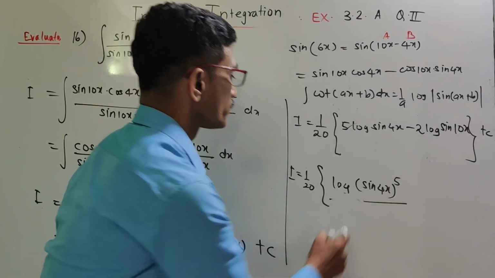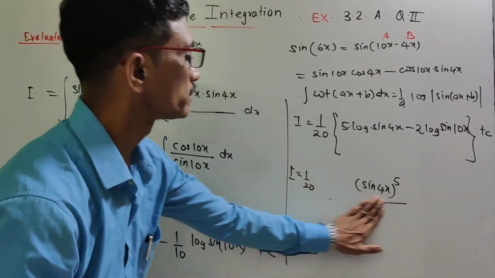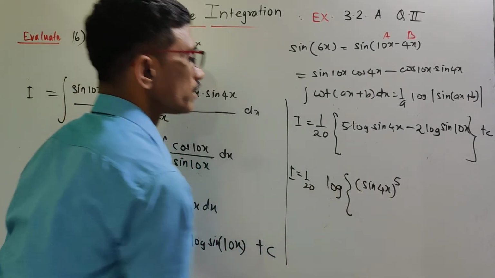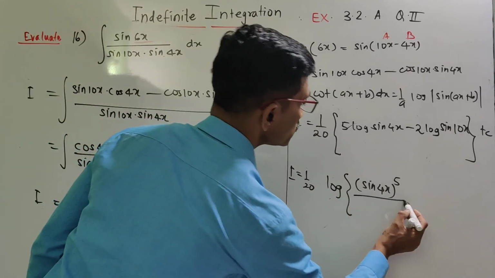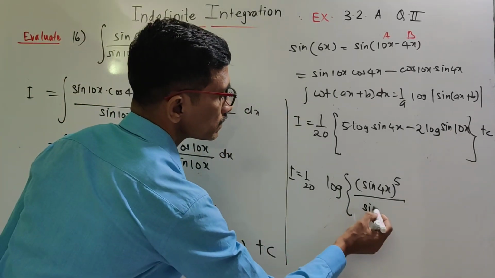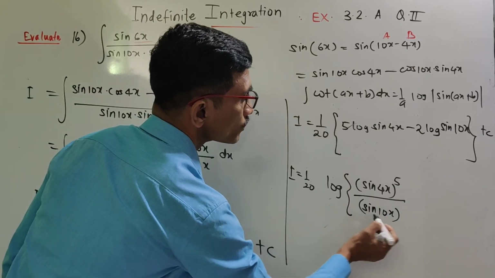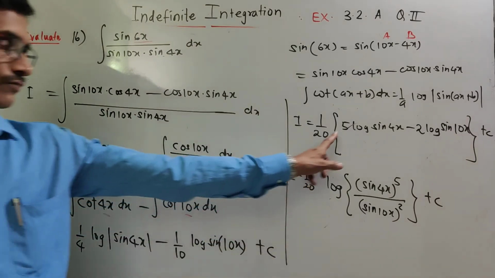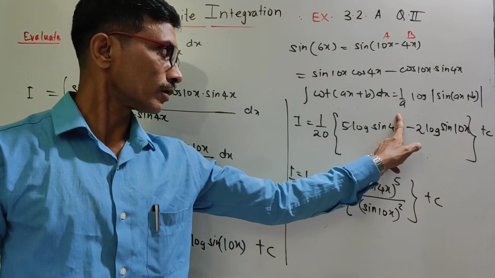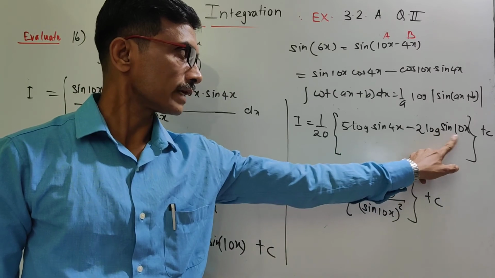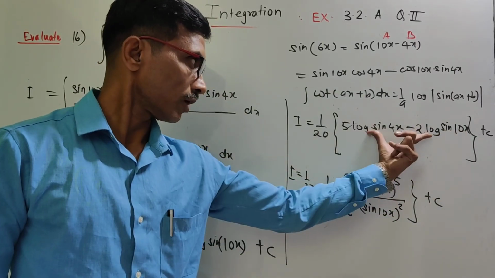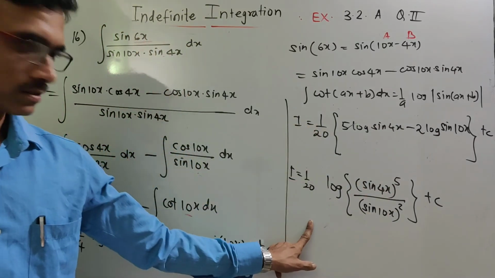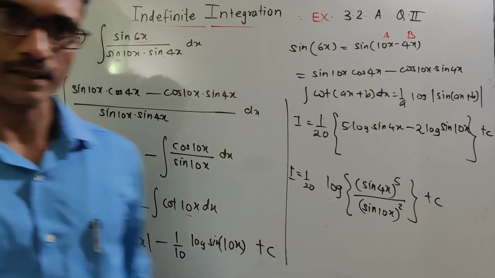So we will write 1 by 20 log of sin 4x to the power 5 upon sin 10x raised to power 2 plus c. So it is 5 log sin 4x, this means log sin to the power 5 minus log sin 10x to the power 2, and log m minus log n will give us log m upon n, and 1 by 20 as we took LCM of 4 and 10.